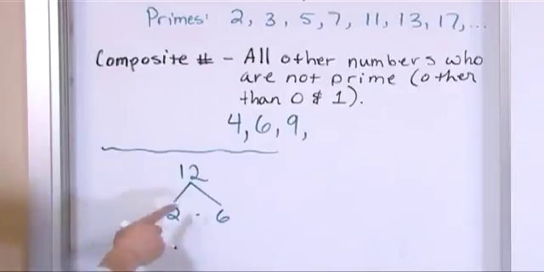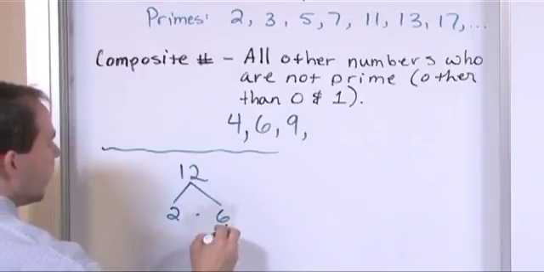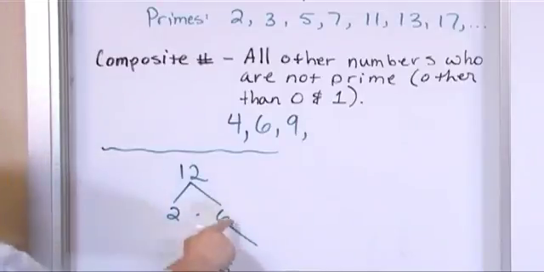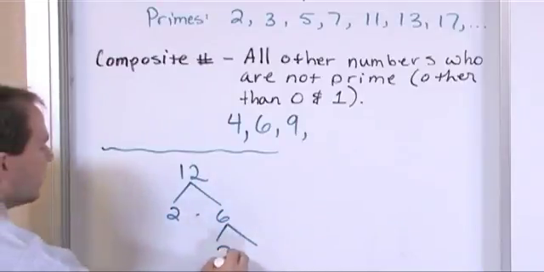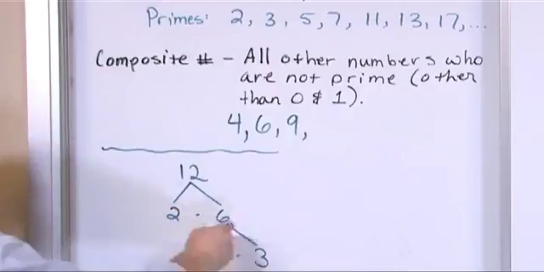Now, this number here is 6. I can further find numbers that multiply together to give me 6. So I continue my tree down here and I say this can also be 2 times 3, right? So I'm building a tree and all I'm doing is finding numbers that multiply together, and on each branch of the tree I continue doing this.